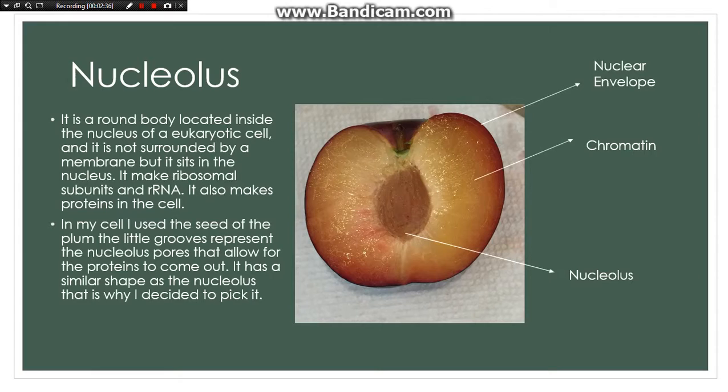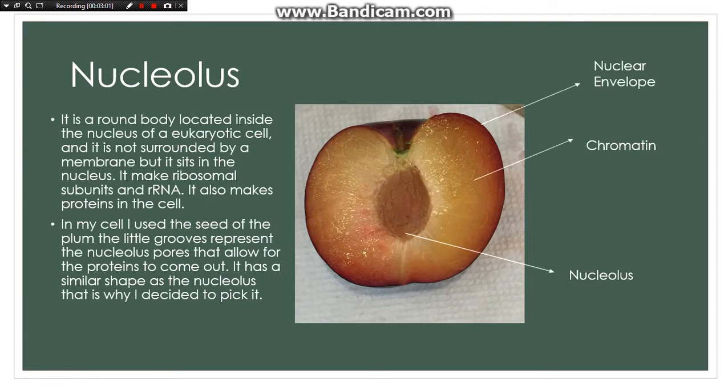The nucleolus is the inside right here. So it is a round body located in the nucleus of the cell, and it is not surrounded by a membrane, but it sits in the middle of the nucleus. It also makes ribosomal subunits and RNA. It also makes protein in the cells.